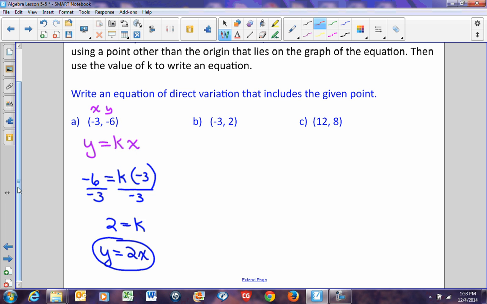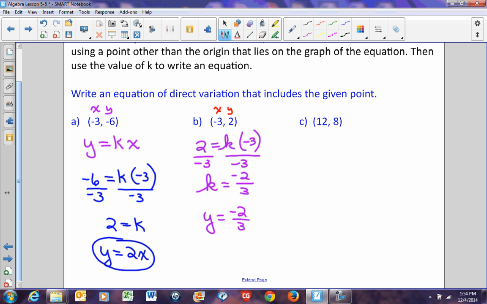Letter B here. Again, I'm going to plug in what I know. I know that negative 3 is x and 2 is y. So if I plug that in, I'm going to get y, which is 2, equals k, which I don't know, times x, which is negative 3. To solve for k, I'll divide both sides by negative 3. So k here equals negative 2/3. So my equation is going to be y equals negative 2/3 x. And I am done.